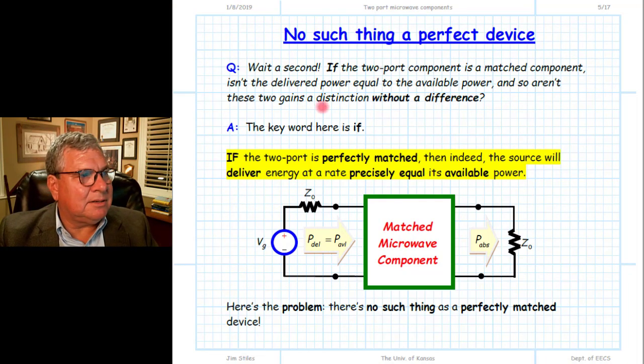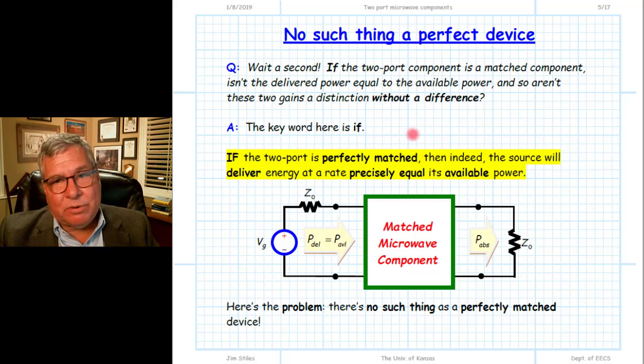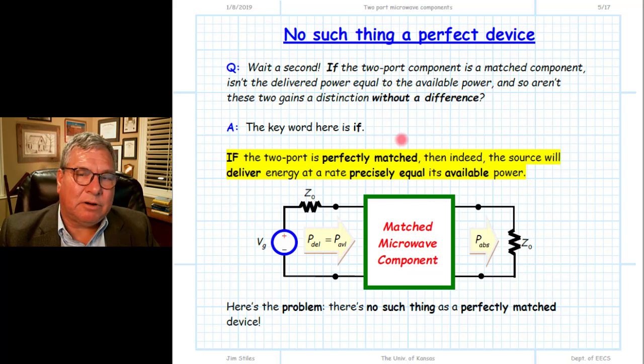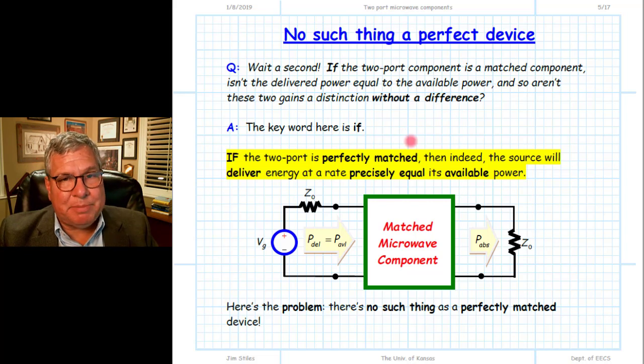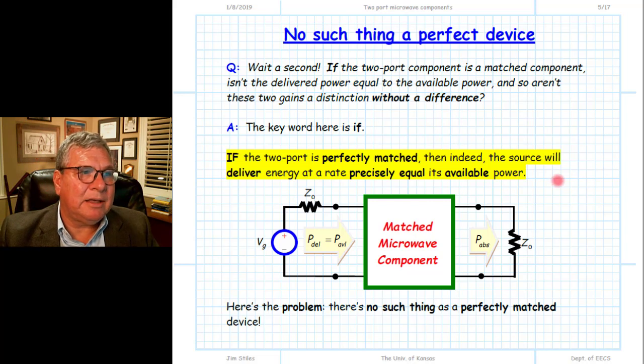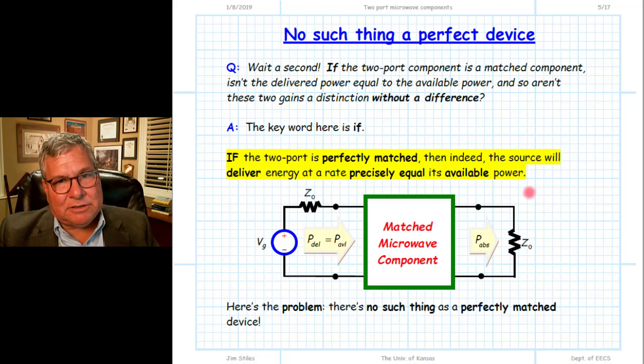Now, you might think that this is a distinction without a difference. After all, if we have a two-port component that is a matched component, then the power delivered from a matched source will be equal to its available power. And therefore, the input power defined as the available power or delivered power is the same, of course, if the delivered power is the available power. And the delivered power will be the available power if the input impedance of our two-port device when terminated at a matched load is equal to Z0, as it should be if it is a matched component. But there are two reasons why it might not be perfectly matched at the input.